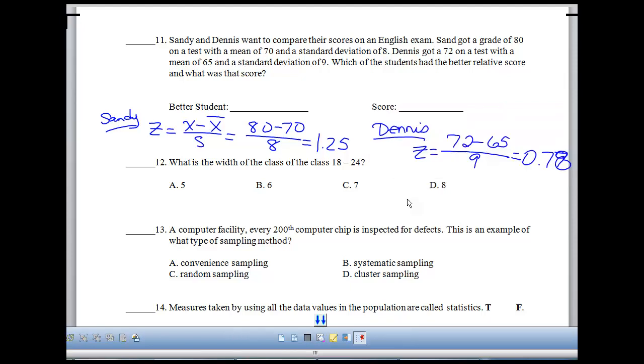Okay. So, who scored better? Sandy. She's farther above the mean. Okay, she's 1.25 standard deviations above the mean in her class, versus Dennis is just 0.78 above the mean in his. Okay, so we would say the better student is Sandy, with a score of 80. Questions about that?